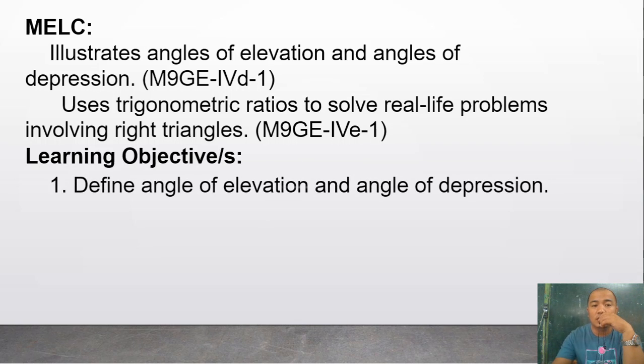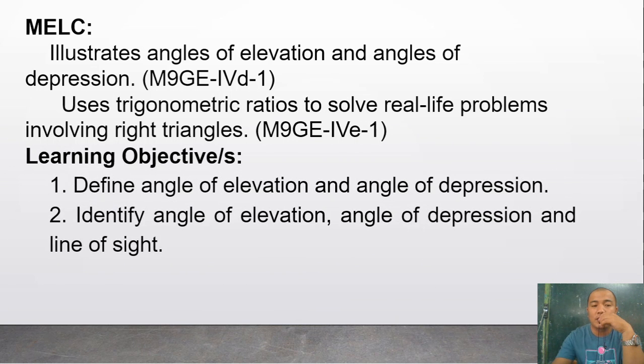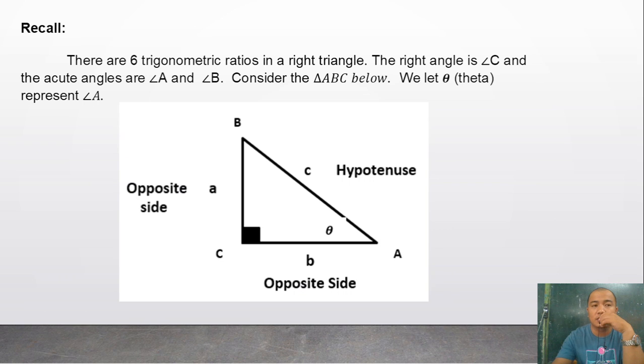For the learning objectives: define angle of elevation and angle of depression. Identify angle of elevation, angle of depression, and line of sight. Apply the trigonometric ratios in solving problems involving right triangles. Let us first have a recall.